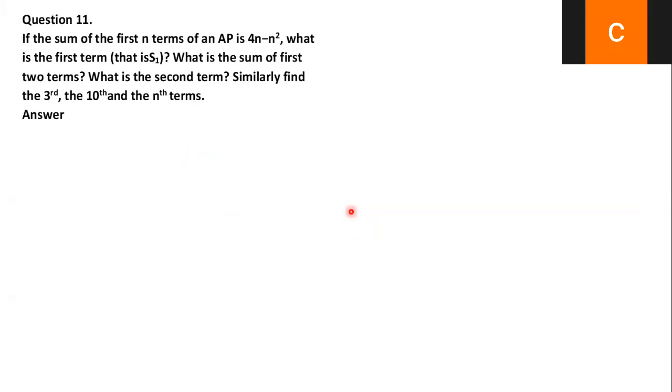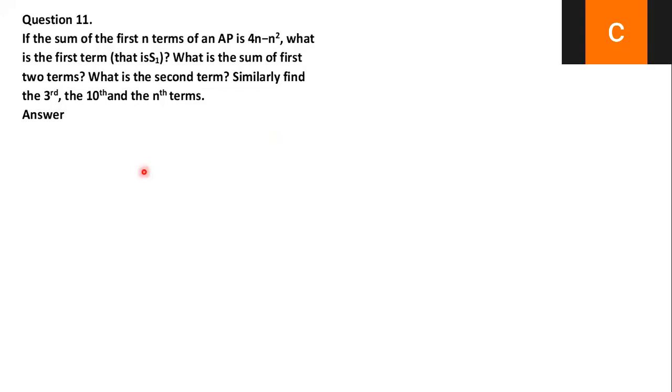Eleventh question. If the sum of first n terms of an AP is 4n minus n square, what is the first term, that is S1? What is the sum of first 2 terms? What is the second term? Similarly, find the third, the 10th, and the nth term. Anyone have understood this question, children?